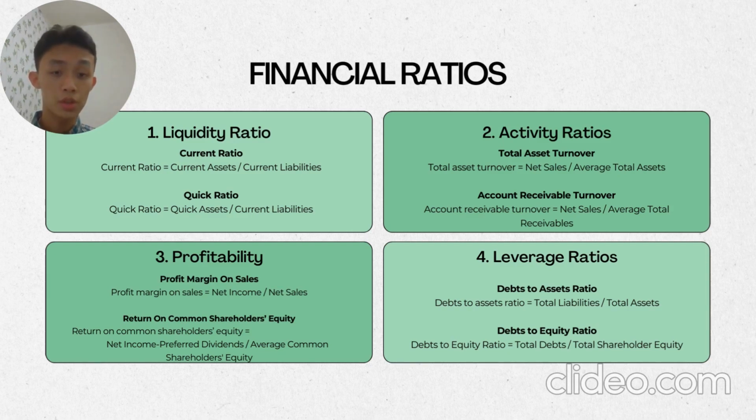And the second financial ratio is activity ratio. To find out the total asset turnover, it is net sales divided by average total assets. For the accounts receivable turnover, it is net sales divided by average total receivables.